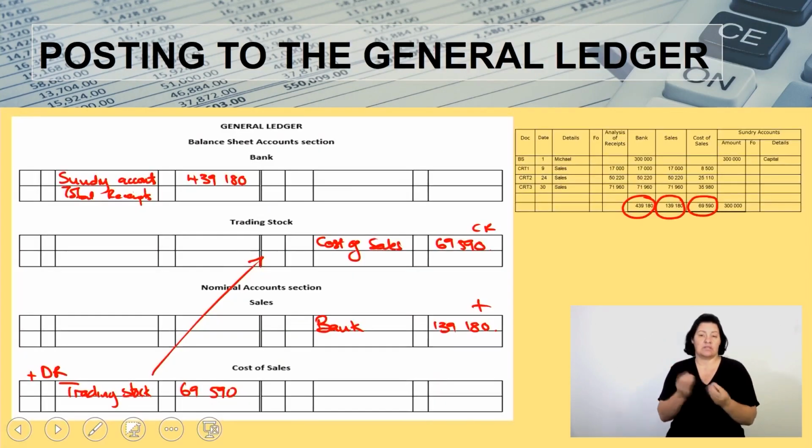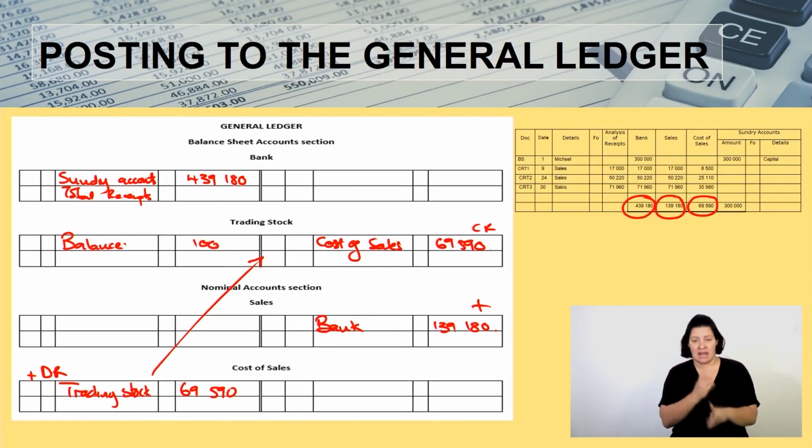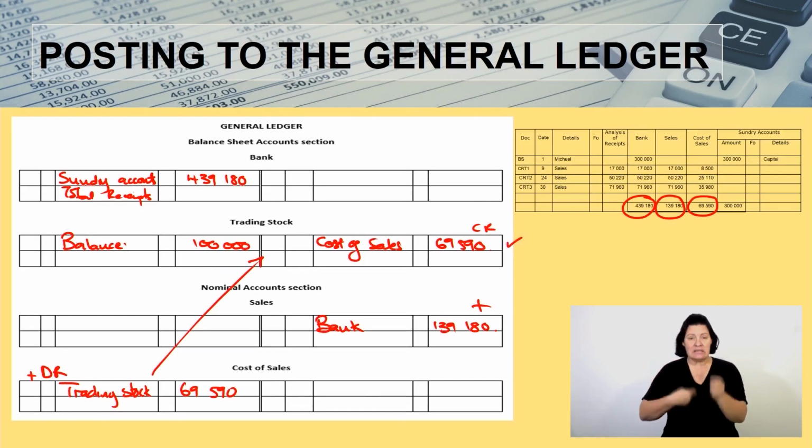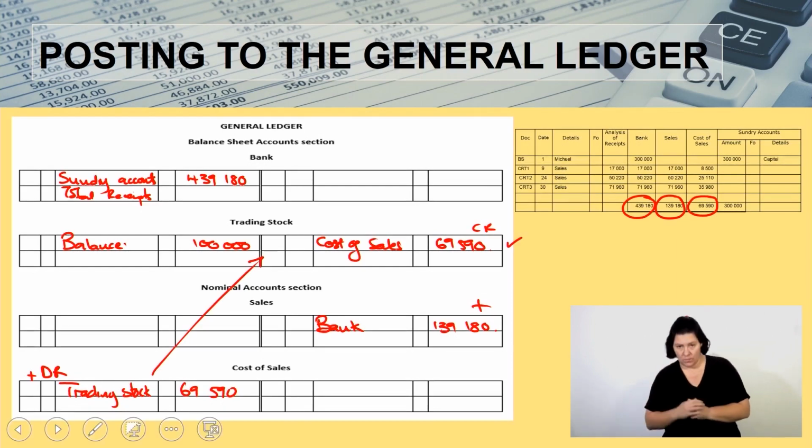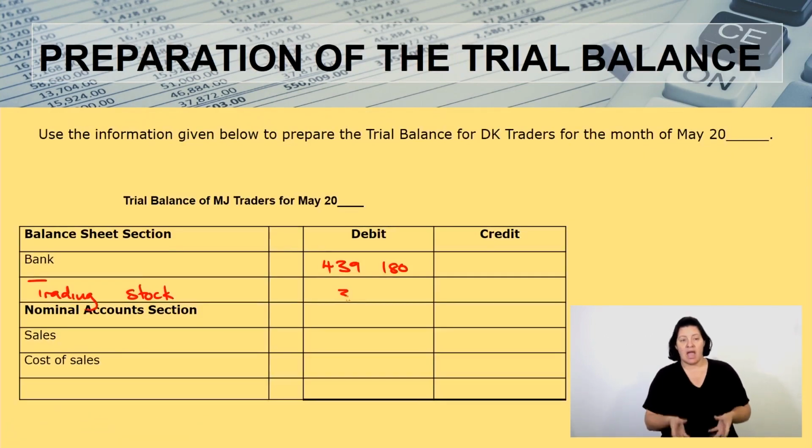All right? And then on my trading stock account, I'm going to take you back. I just want to show you something. In my trading stock, remember, you must have a balance here. So let's assume our balance again was 100,000. So if it was 100,000 and you have sold goods for 69,590, please punch that in your calculator. You should then get 30,410.